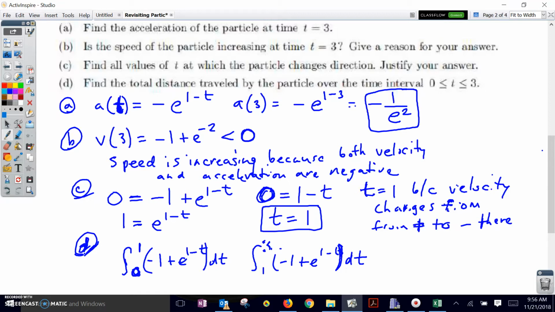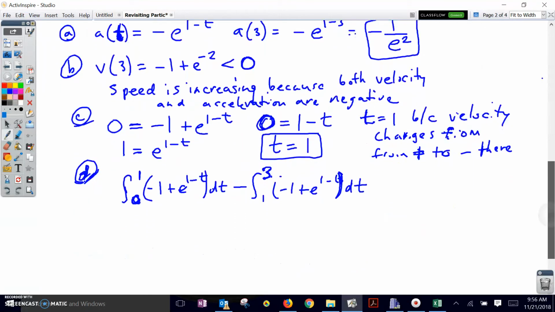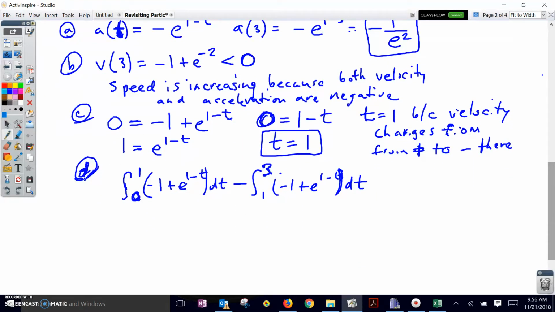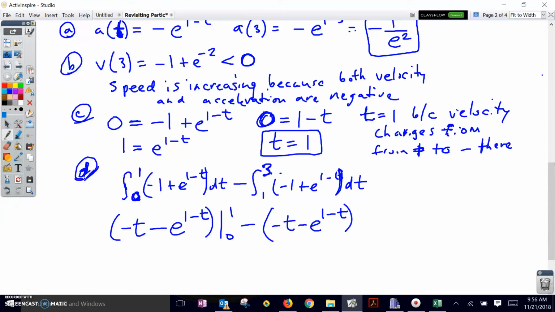And which one are we going to subtract? Well, when is the velocity negative? The velocity is negative below the axis, so we want to subtract that one away. Alright, and then we just need to go ahead and find our antiderivative here, which is going to be negative t minus e to the 1 minus t, which we're going to evaluate from 0 to 1, and we're also going to evaluate it from 1 to 3.